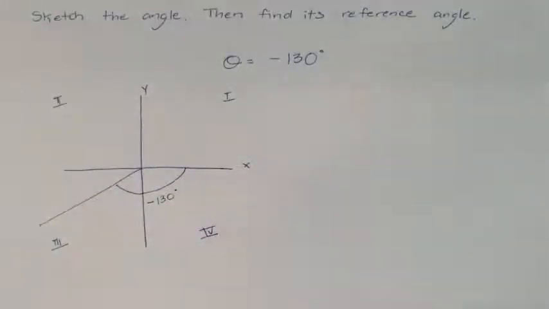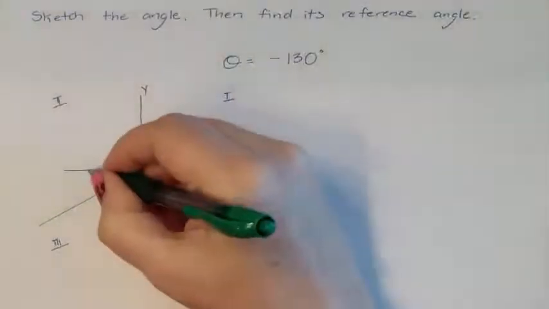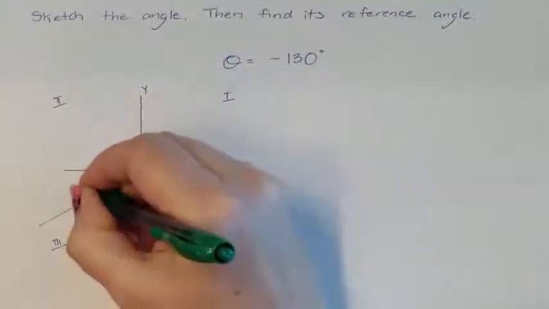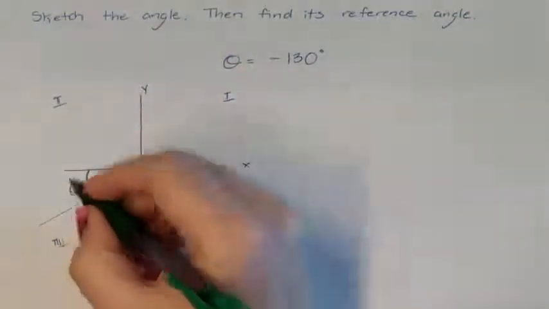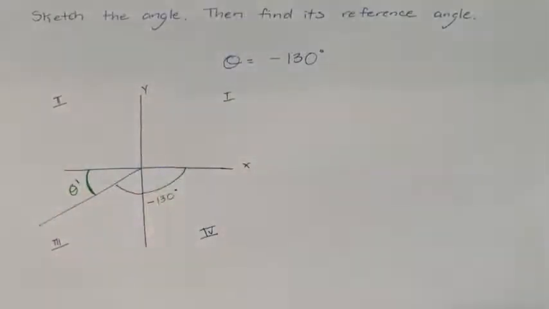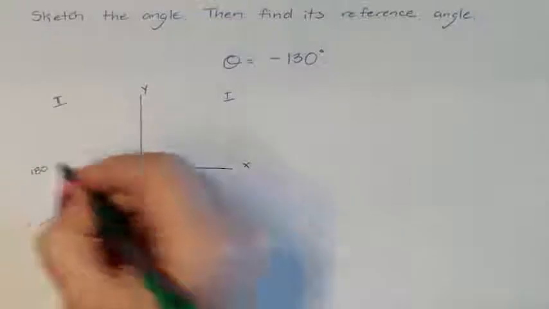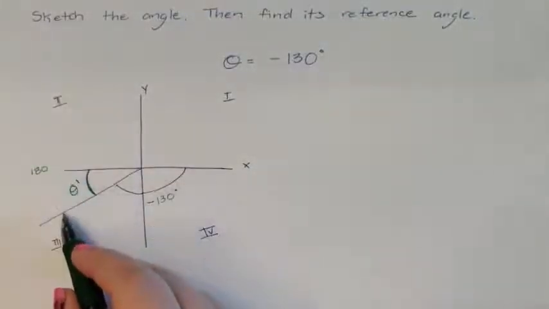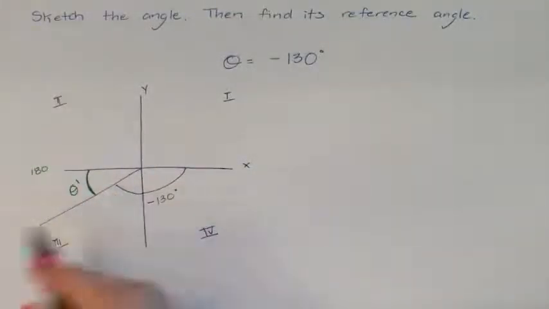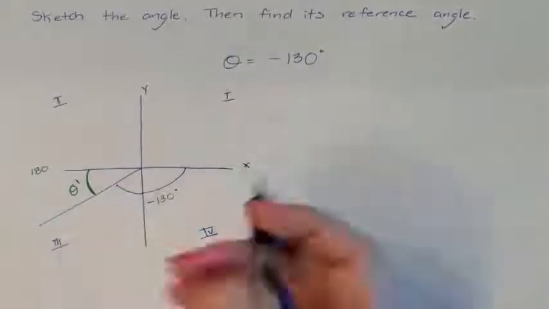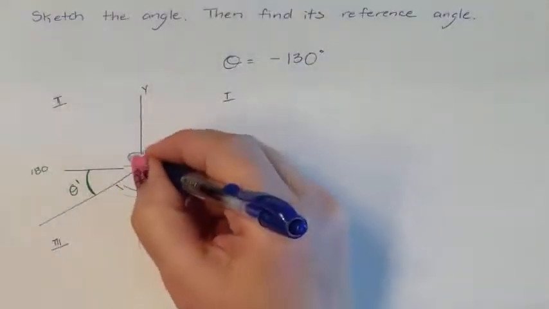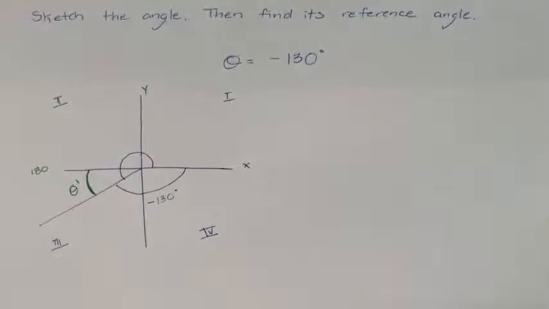I'm being asked to find the reference angle. The reference angle is how far away that line is from the closest x-axis. So theta prime is our reference angle. Well, I know that this right here is supposed to be 180 degrees. What is this line? Because I went backwards, it's kind of a little hard to find. So I want to know what this route would be if I went to the positive.